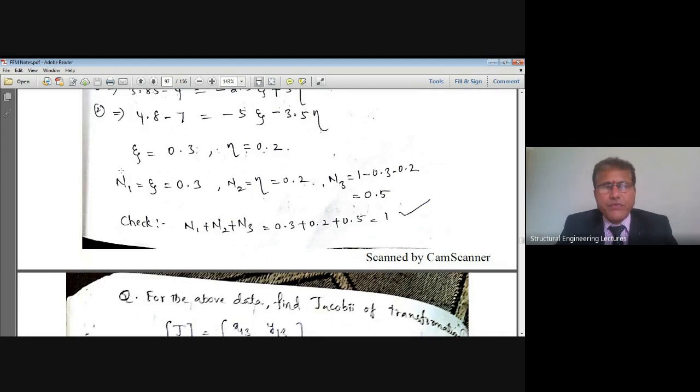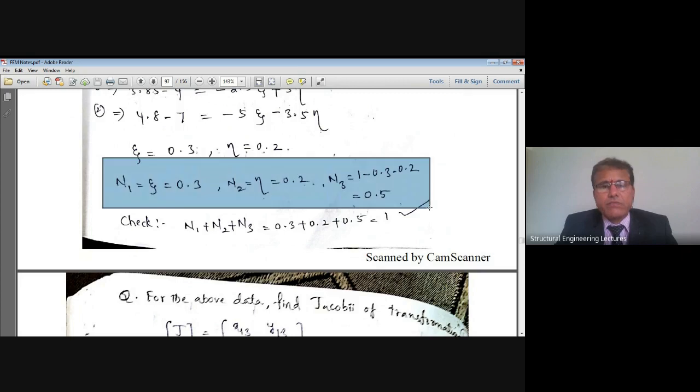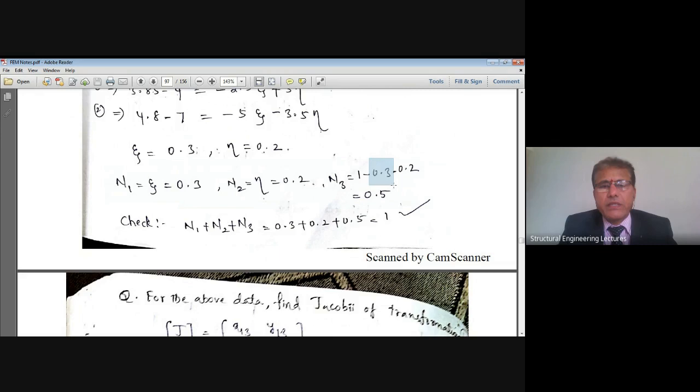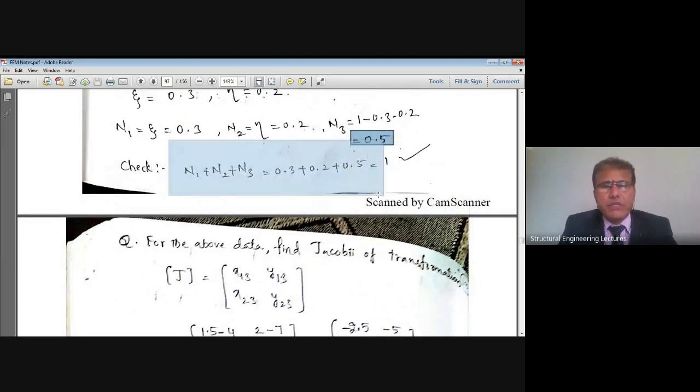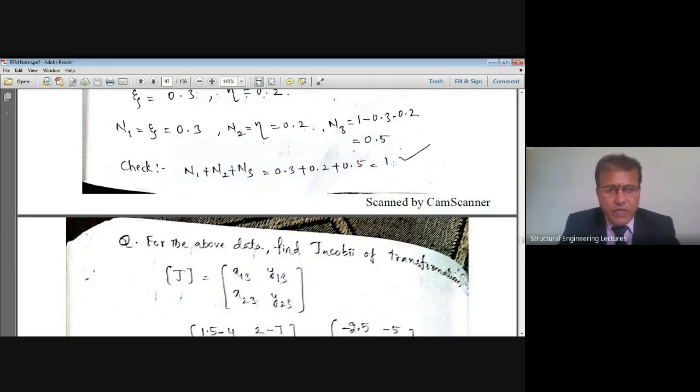Now I have the shape functions. Substituting, the shape function for the first node is 0.3, for the second node 0.2, and for the third node 1 minus xi minus eta, with xi 0.3 and eta 0.2, I get the shape function N3 as 0.5. Let us check whether the summation N1, N2, N3 is equal to 1: 0.3 plus 0.2 plus 0.5 is equal to 1. Yes, I got unity, that is the check.